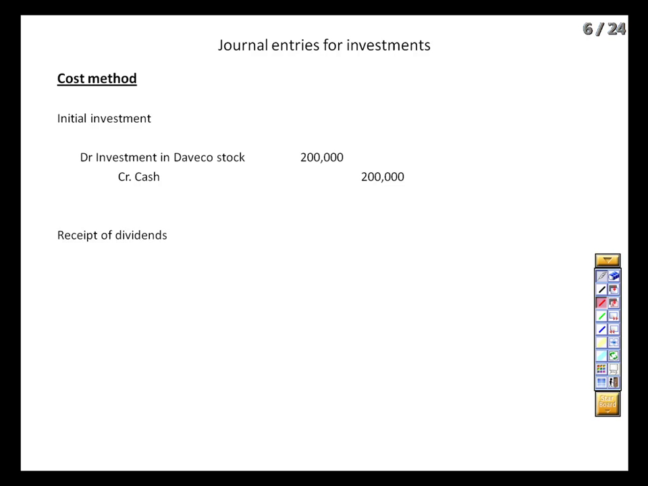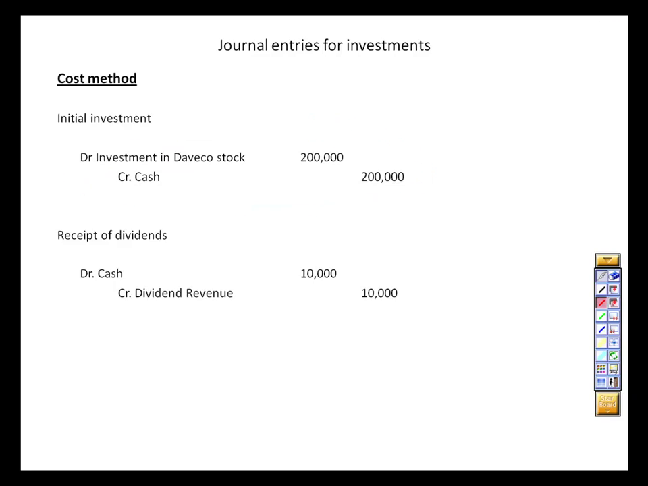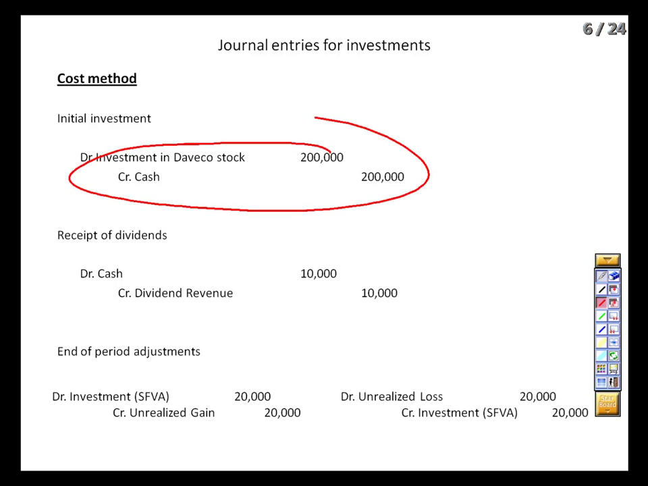No matter what method we use, this entry right here is always going to be the same. When the dividends come in, we debit our cash, and we'll credit our dividend revenue. That's our 20% share of the $50,000 in dividends. At the end of the period, we'll plug the investment account to get fair market value and recognize the gain or the loss, either through other comprehensive income or directly through the income statement. This can go to other comprehensive income or net income, depending on the classification.